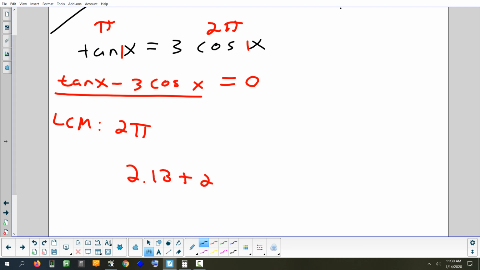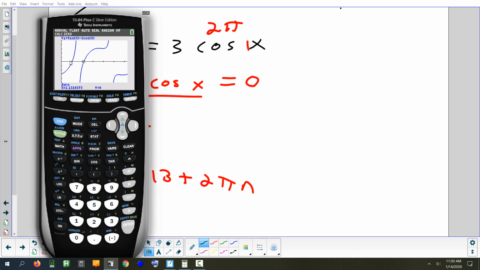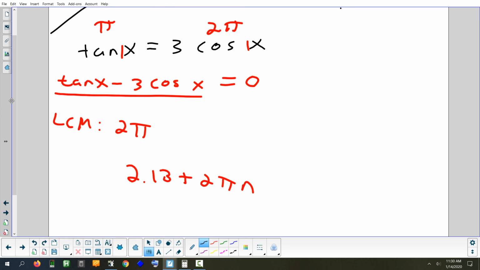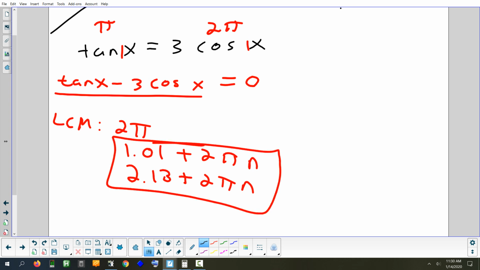And that answer will repeat every multiple of 2 pi. How about the first answer? 1.01. Okay. And that answer repeats every 2 pi. Okay. Questions on that?